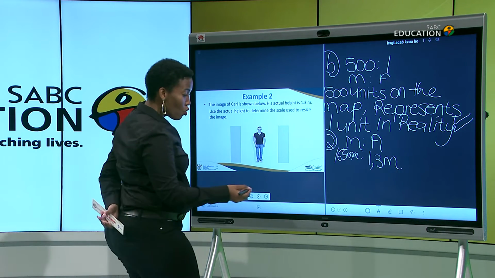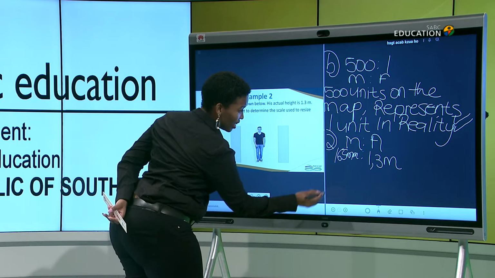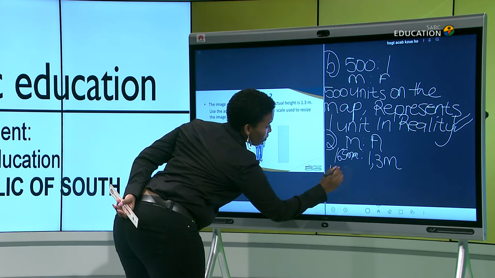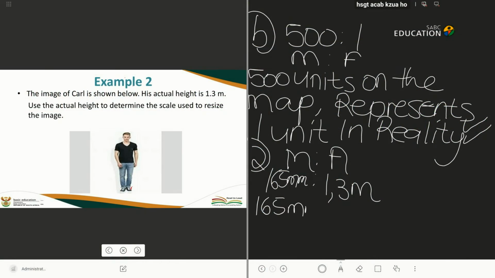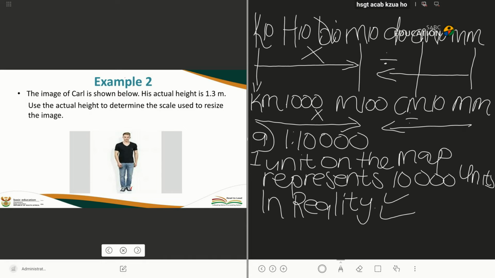So now we are going to go back to our King Henry. Let me first write here. You have 165 millimeters is to the 1.3 meters. How do we convert from meters to millimeters? Let's quickly go and check our King Henry. We are converting from where? From meters to where? To millimeters. So what is the conversion factor between a meter and a millimeter? It is how many zeros? 1, 2, 3, which means it is 1,000.